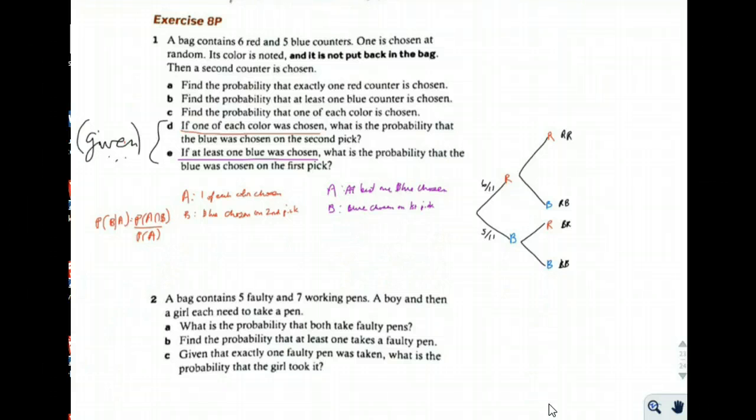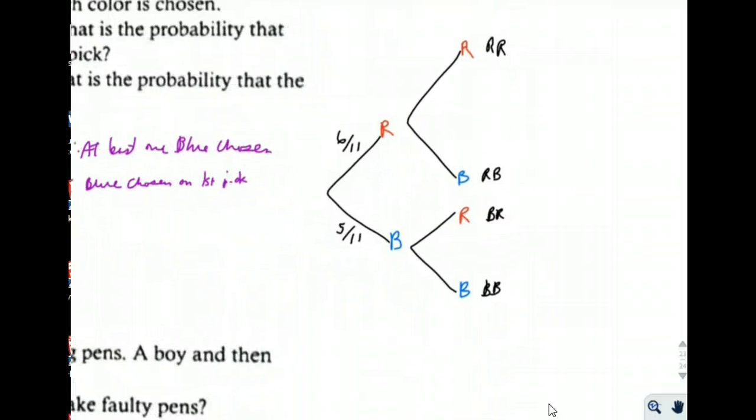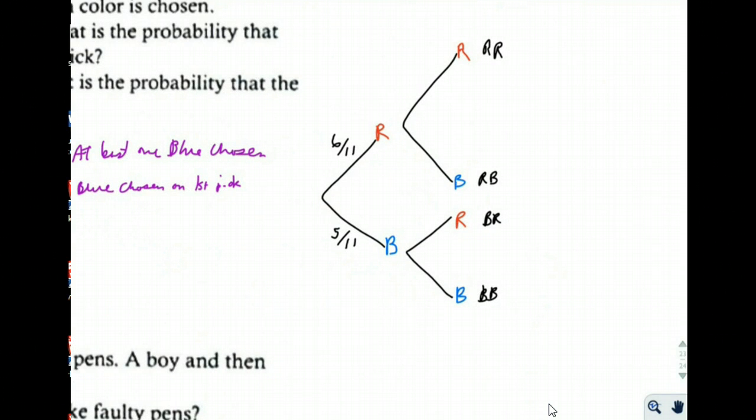Okay, so you got a bag containing 6 red and 5 blue counters. One is chosen at random, its color is noted, and then it is not put back in the bag, and then the second counter is noted. So we're going to draw a probability tree for that. And in the first trial, we can see that we chose a red or blue token. And then in the second trial, we also choose a red or blue token.